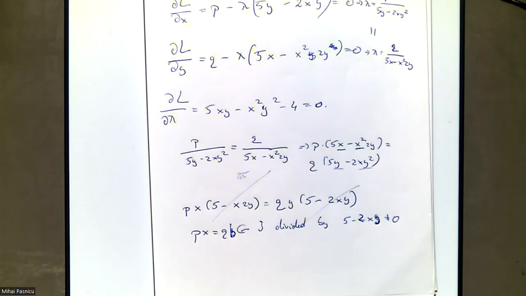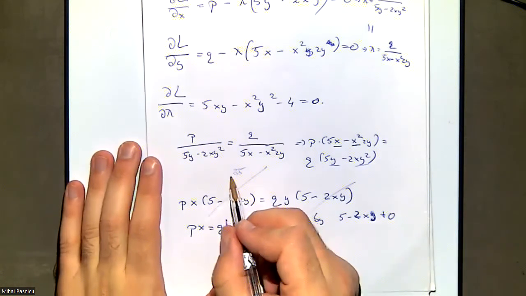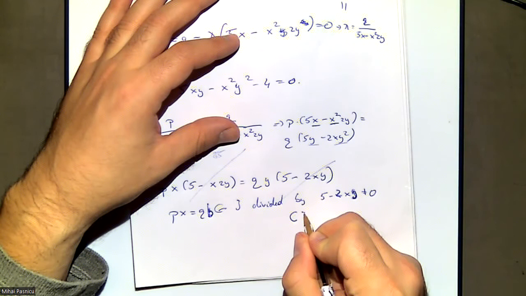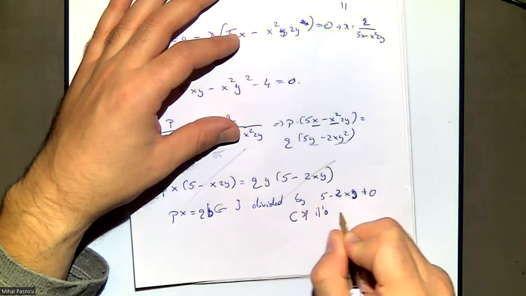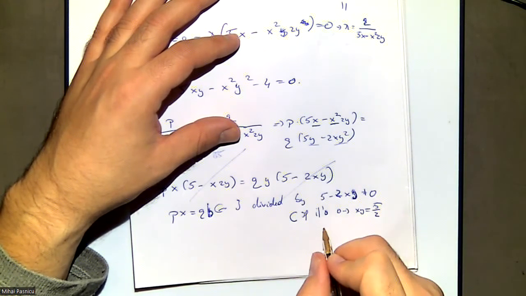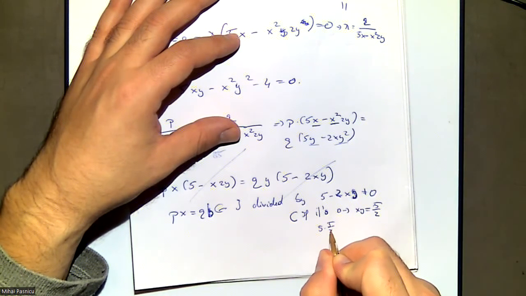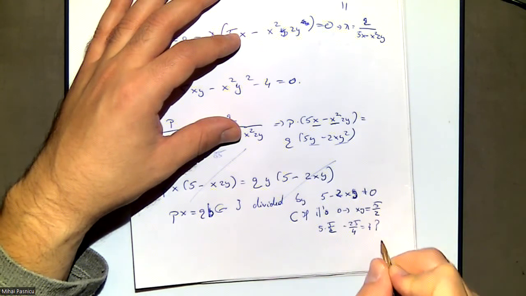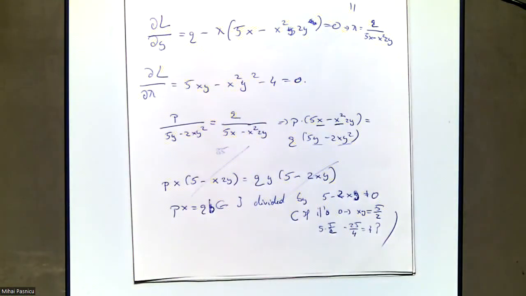If you want it to be really formal and deal with somebody that's very strict, you would have to check that this is not 0, because otherwise this doesn't give you a particular solution. Imagine if you have a relationship and you're just dividing by 0, you're basically ruining it all. So that's what I was computing mentally here. If it's 0, it would mean that xy is equal to 5 over 2. Replacing in the constraint, I would get 5 times 5 over 2 minus 25 over 4. This is definitely not equal to 4. So it's not 0.